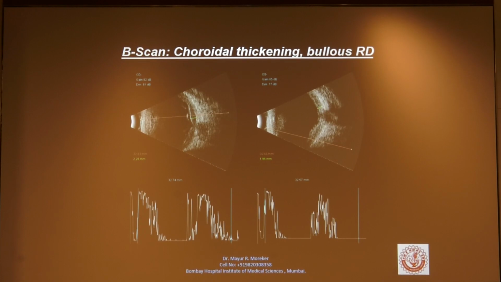And here the B scan is important because the B scan will typically show a peripapillary choroidal thickening and the elevated retina. You can see the pockets of retinal elevation are also obvious over here. The corresponding A scan vector.